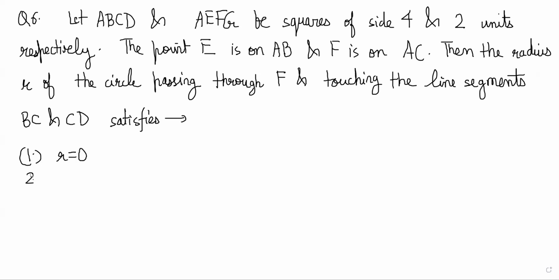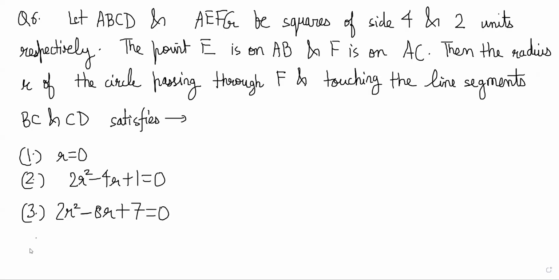The options are: 2r squared minus 4r plus 1 is 0; 2r squared minus 8r plus 7 is 0; and finally, r squared minus 8r plus 8 is 0.